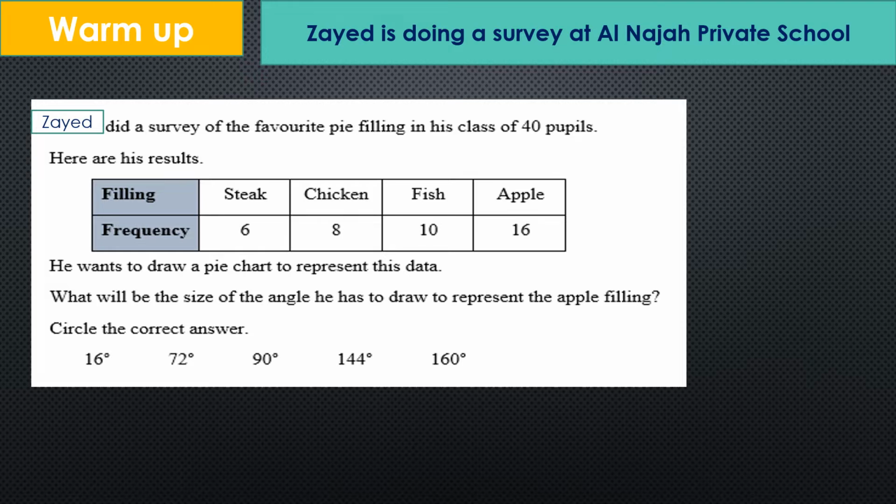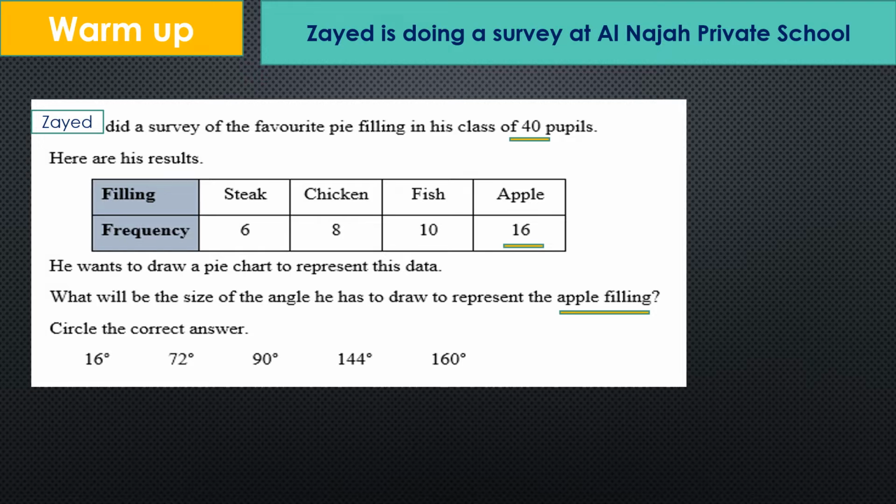Zaid did a survey of the favorite pie filling in his class of 40 pupils. Here are his results. He gave the results in a table and he wanted to construct a pie chart from this table. But to do this, he wants to find the angle he has to draw to represent the apple filling. So what I want is the apple filling. I will look at the table. The apple filling, the frequency, the number is 16. And of course you have to know the total number, which is 40.